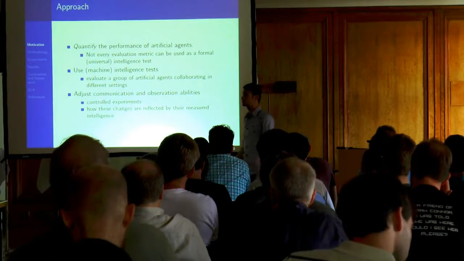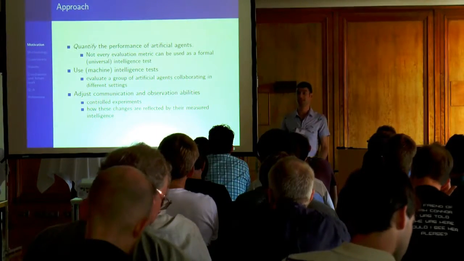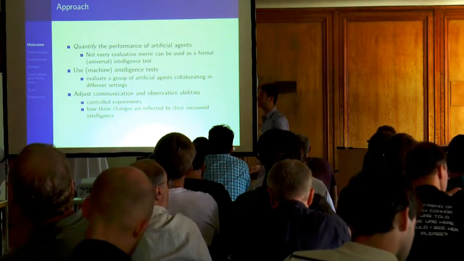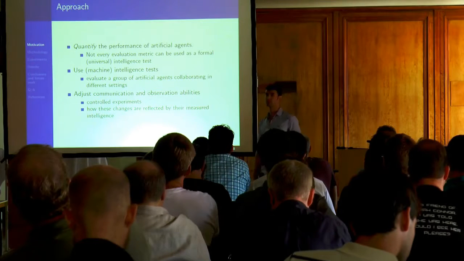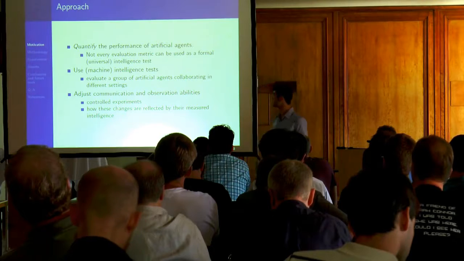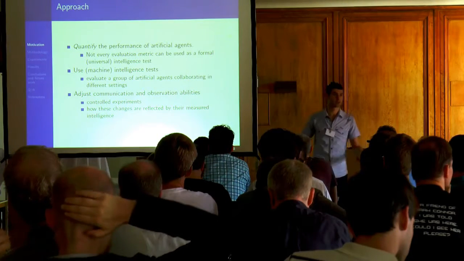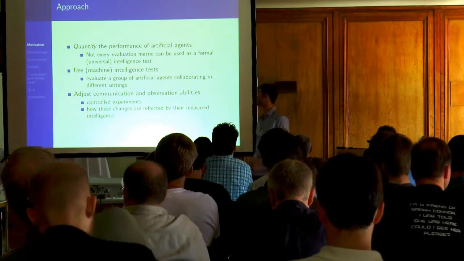So we use the word quantify. We have a lot of problems that are relevant to multi-agent systems, but not every problem or not every metric is an intelligence test. So we need to be able to quantify or measure. That's why we will use machine intelligence tests. And we'll try to evaluate groups of agents in different settings. We will run some controlled experiments where we change the observation and communication abilities of agents, and then we record the results and see what happens.